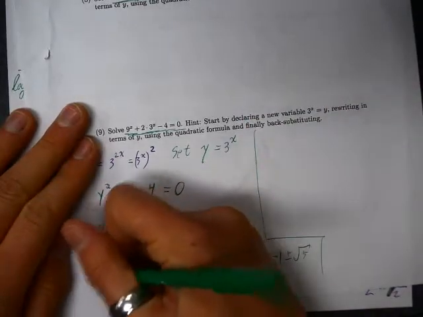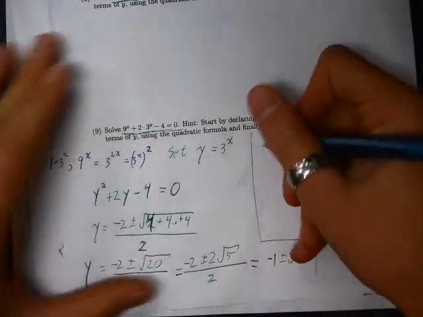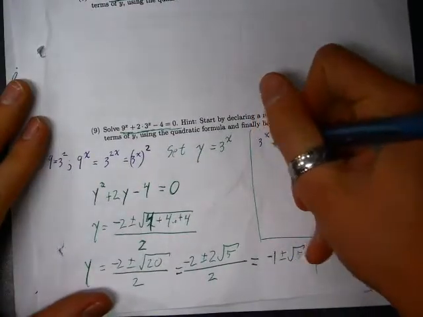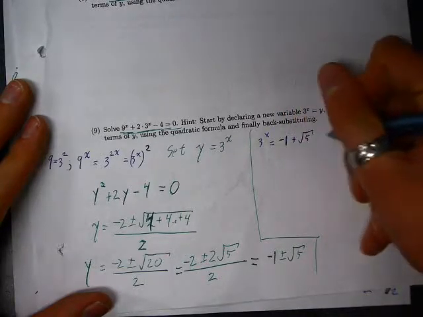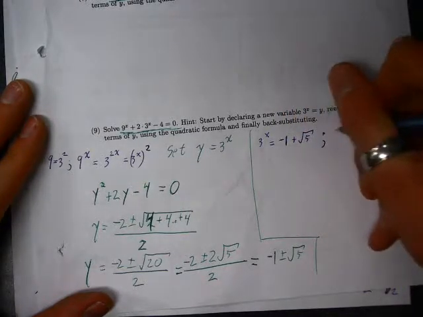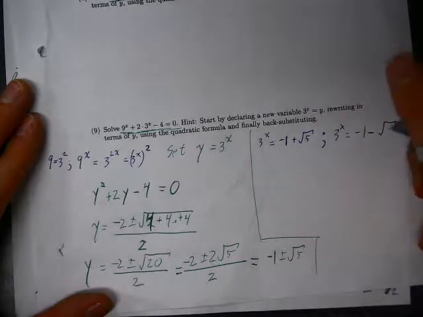So that tells me what y is equal to. So am I done? Have I succeeded in solving for x? No, I've only solved for y. But what is y? 3 to the power of x. So now I have two different equations to solve. I have to solve 3 to the x is equal to negative 1 plus root 5, and I need to solve 3 to the x is equal to negative 1 minus root 5.